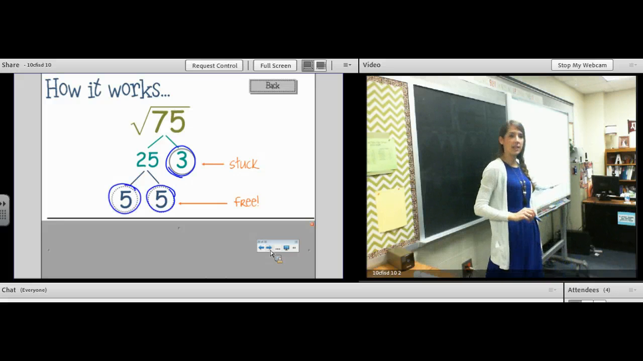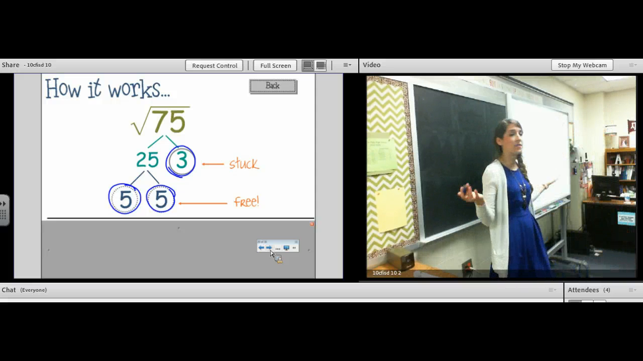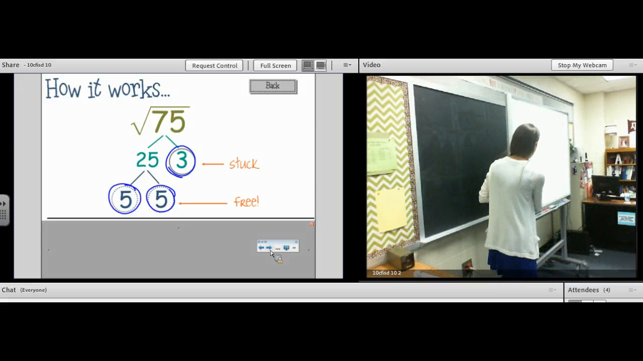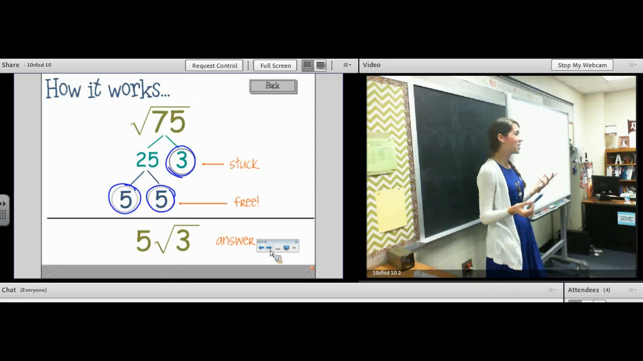Do you see any twins? 5 is a twin, so they escape the radical, and who's left all alone? 3 is left all alone. So the square root of 75 is 5 root 3. I know what you're thinking, and now you remember it.